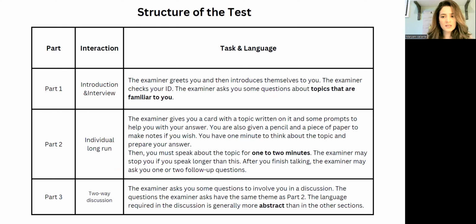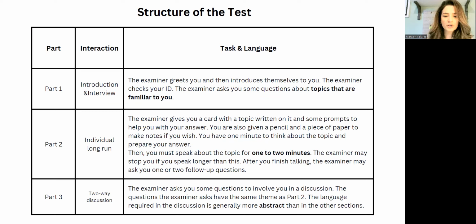As you can see in this table, the IELTS Speaking Test has three parts: part one, part two, and part three. In part one, the questions are very personal. The topics are very general. And we are going to talk about part one fully today.